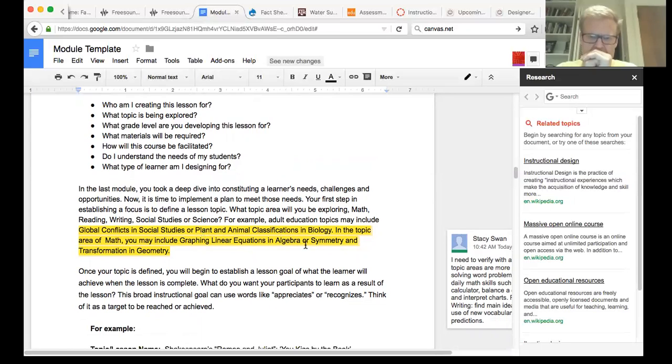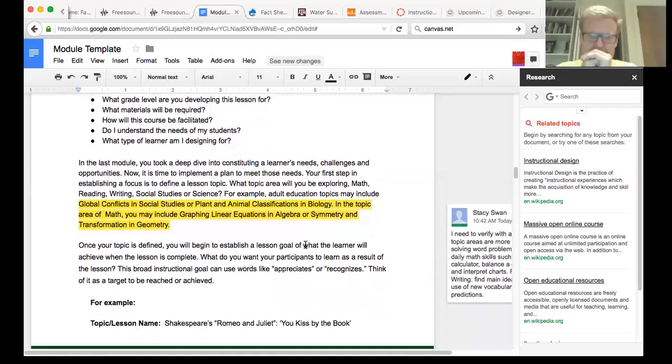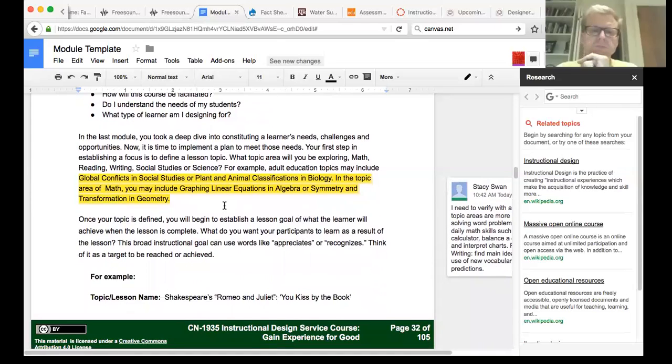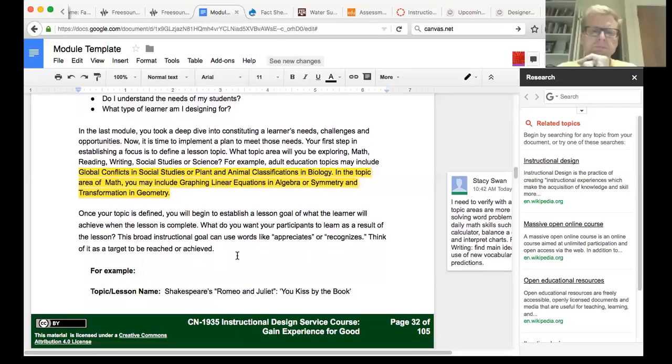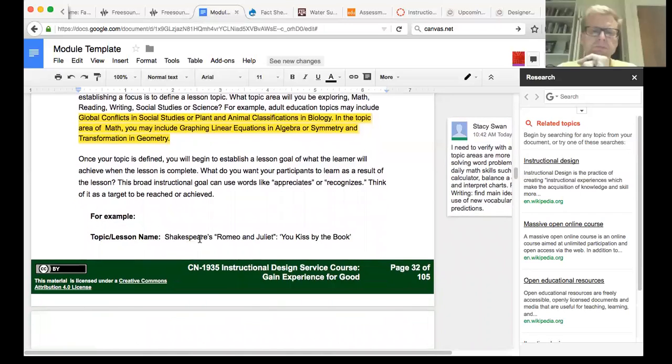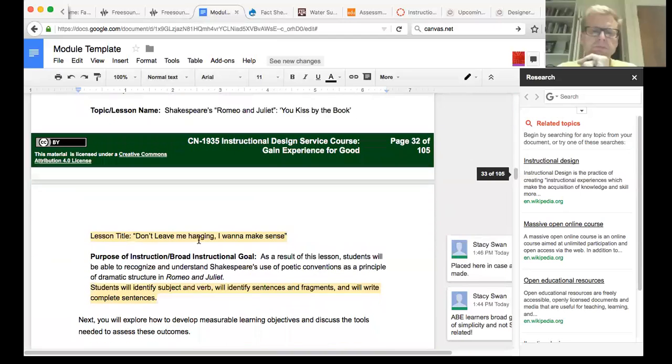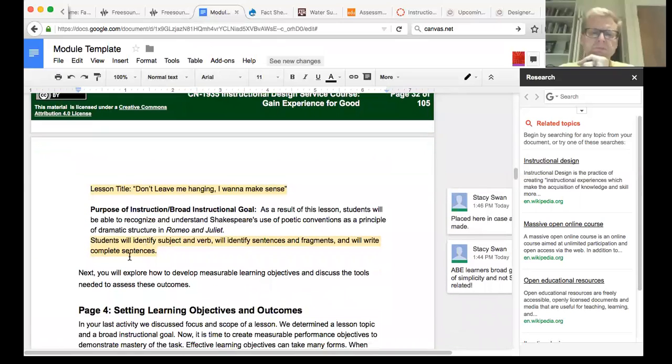But really, they're not even going to touch on this stuff. This is what a typical 9th to 12th grader would be discussing in a course, but that is not what we chose, like the lesson of Shakespeare. What they were doing was, one of the lesson titles was "Don't Leave Me Hanging, I Want to Make Sense." Basically their objective was to have students identify a subject and a verb. They will identify sentences and fragments, and they'll write complete sentences. Like, so basic.